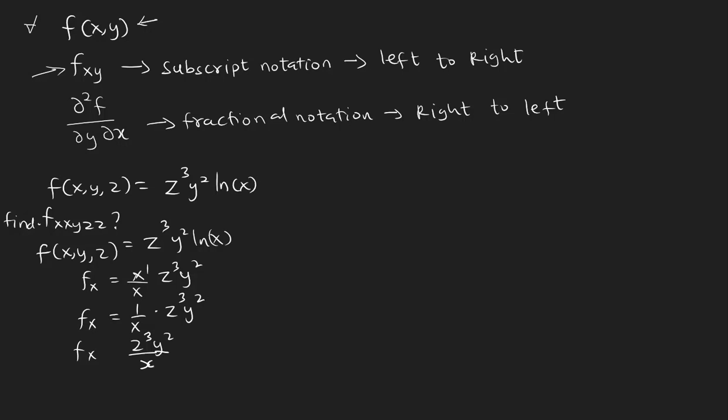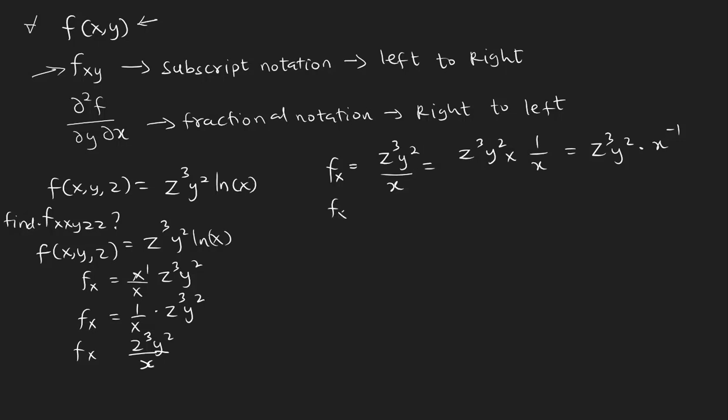So from here, we can find f x x. You see that you're moving from the left to the right. We are continuing with this function here. We got f x to be z to the power 3 y squared divided by x. I will write this as z to the power 3 y squared times 1 over x, which is the same as z to the power 3 times y squared times x to the power minus 1. Now let's differentiate this expression.